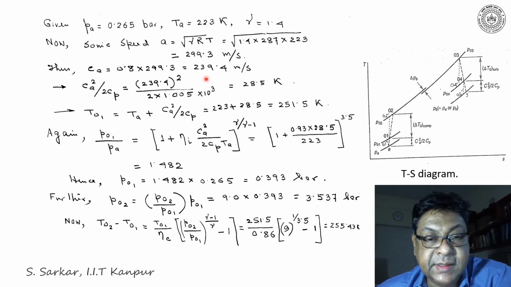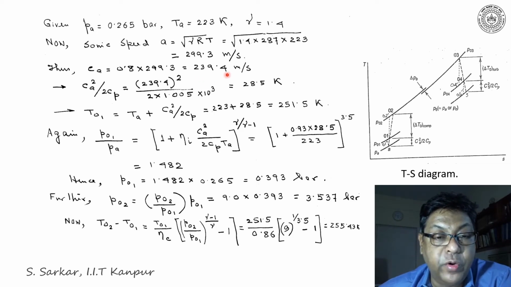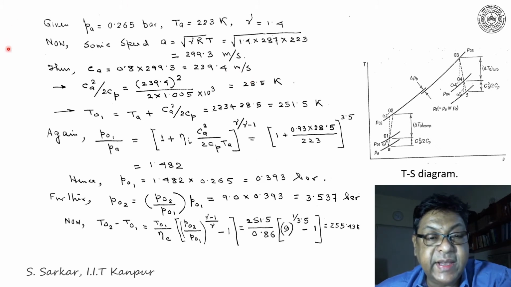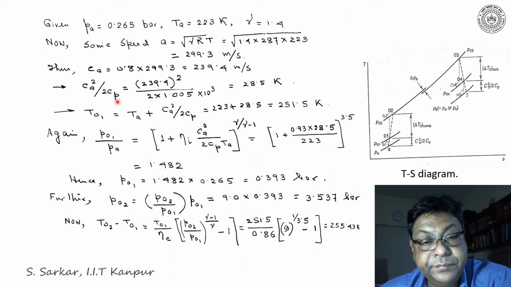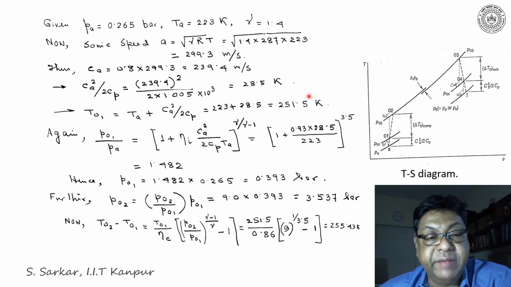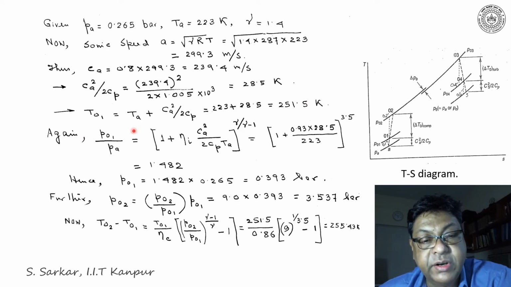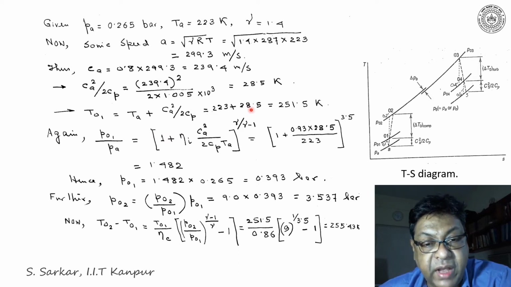Hence, the craft speed becomes 239.4 meter per second. Thus, I can evaluate Ca squared by twice Cp, considering Cp is equal to 1005, and Ca I have just evaluated. I got the value of Ca squared divided by twice Cp as 28.5 Kelvin. Thus, T01 is equal to Ta plus Ca squared by twice Cp. Put all the values and you will get T01 as 251.5 K.